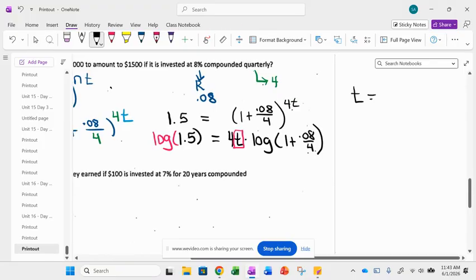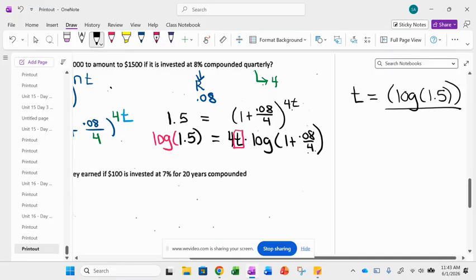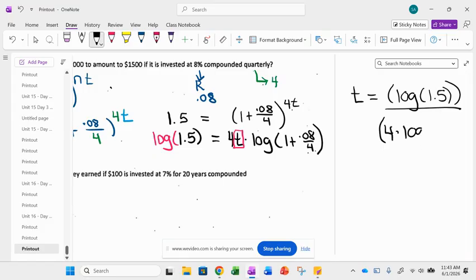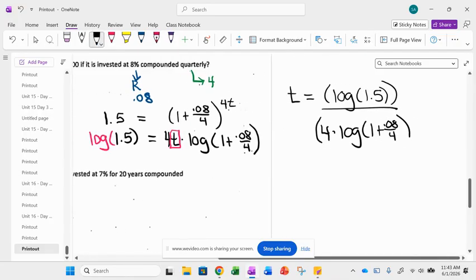All right, we're going to get t is equal to log of 1.5 divided by, well, this is a must. You have to open your parentheses in the denominator. 4 times the log of 1 plus 0.08 over 4. If you wanted to add this in your calculator and simplify it, could you have? Yeah, I'm just leaving it like that because it really makes no difference to me.